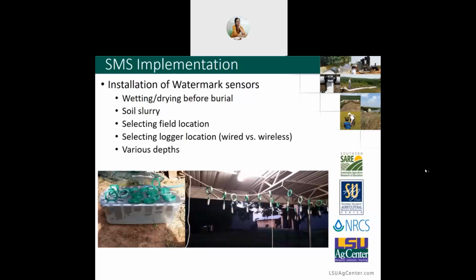We've had difficulty when it rains, as well as with wild animals, when we've tried to get to our data loggers, and that really slows us down when we're trying to make irrigation decisions during the season. You also have to think about what depths are most important for when you install the sensor.